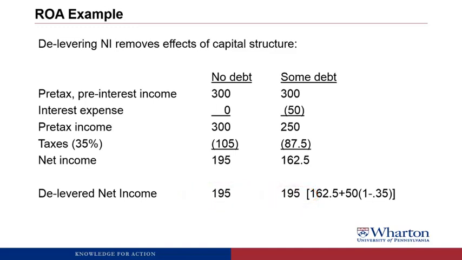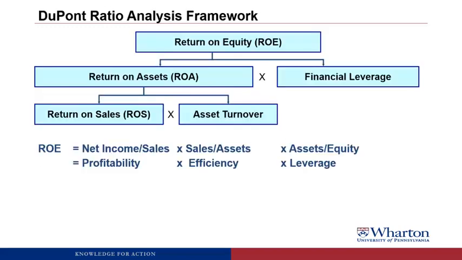So for ROA and return on sales, we're going to use de-levered net income. For ROE, we want to use regular net income, because ROE is after including the effects of financing, and so we want the effect of financing to show up in net income as well. The way to tie all of this together is something called the DuPont ratio analysis framework.